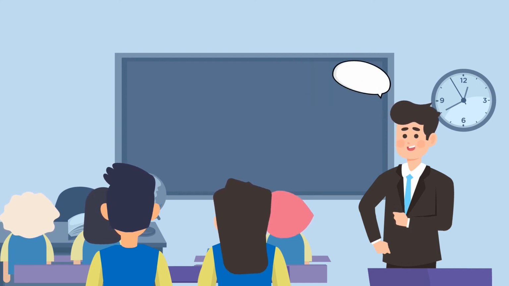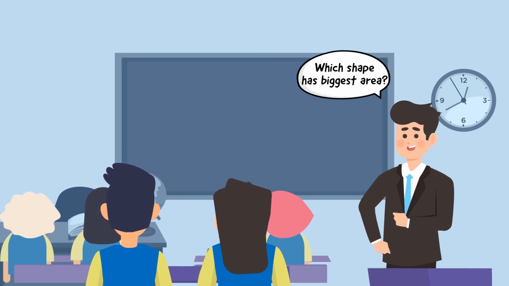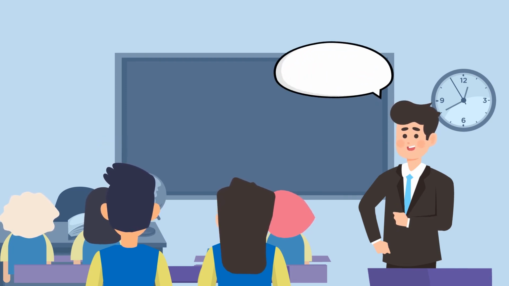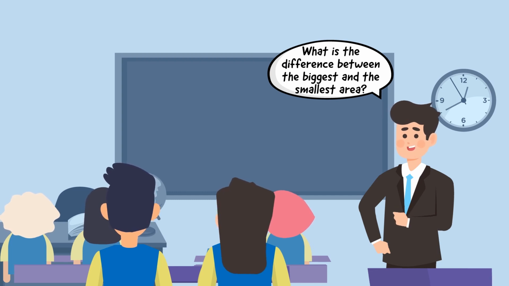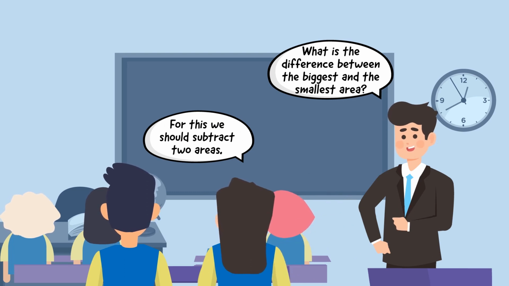Next, ask them, which shape has the biggest area? The students will respond by comparing the area. Ask them, which shape has the smallest area? Let the students respond. Lastly, ask, what is the difference between the biggest and the smallest area? The students will respond by subtracting the two areas.